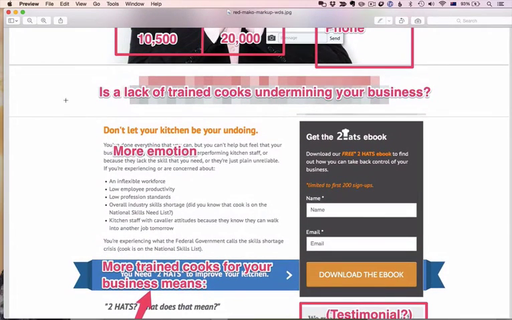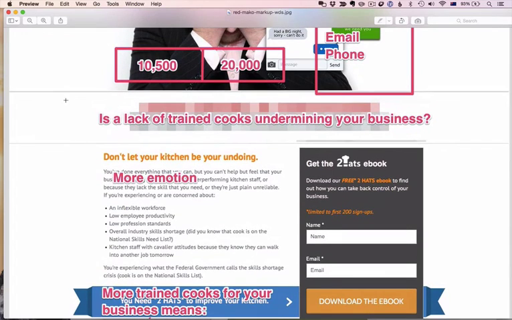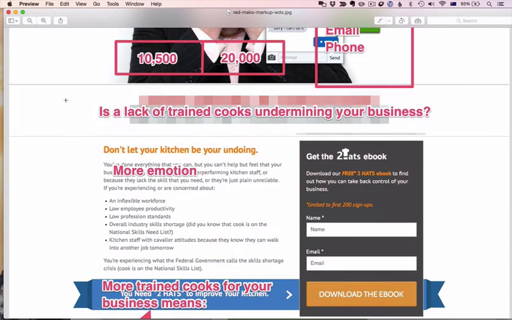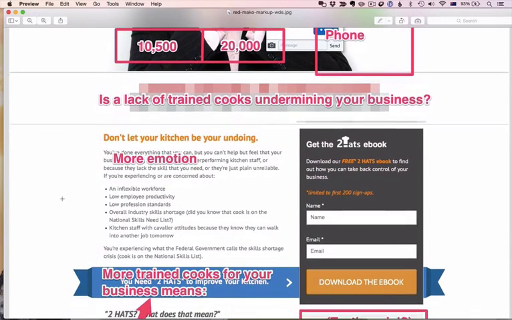Are you exasperated because you can't find trained chefs? Are you frustrated because bad behavior by poorly performing staff is something you're not able to deal with, et cetera, et cetera. So get those emotion words in there.